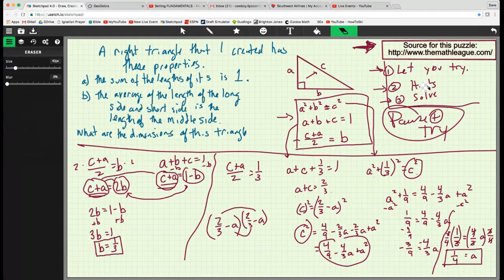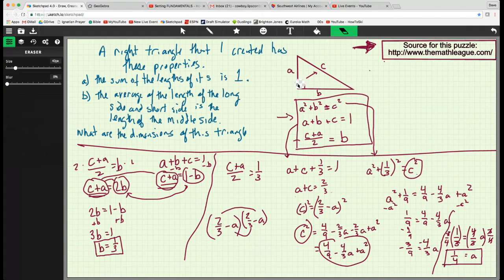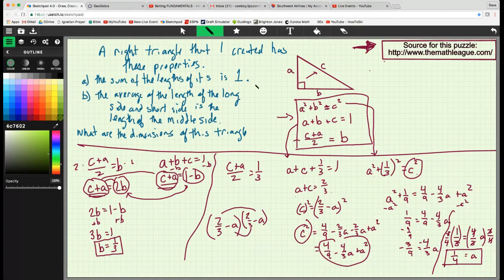Now I'm going to do a little bit of erasing over here because we're going to bring our last bit of work up here. We have our b and our a. So let's just go ahead and label those guys here. A is equal to 1/4. B is equal to 1/3.